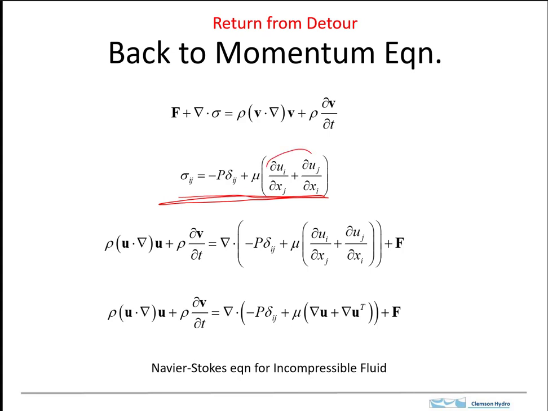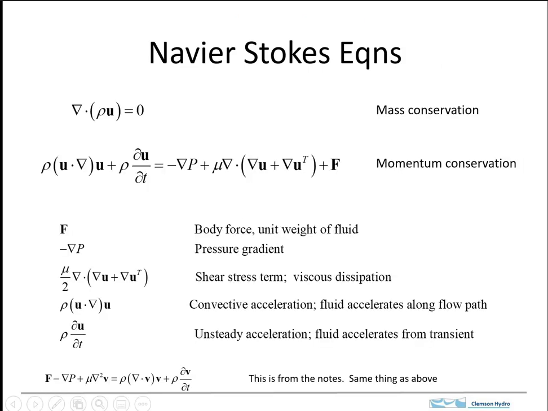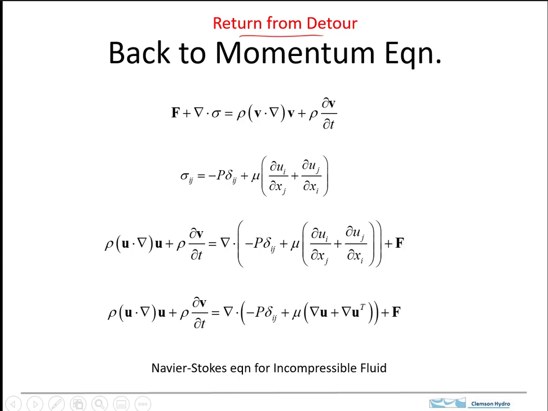This is the strain rate, or that's 2 times the strain rate, and we can replace that with this term here. Okay, so let's return from our detour. We're returning from the detour, and when we left the detour, we had done this for the momentum, and during the detour, we have done that for the constitutive law. So this is going to go there.